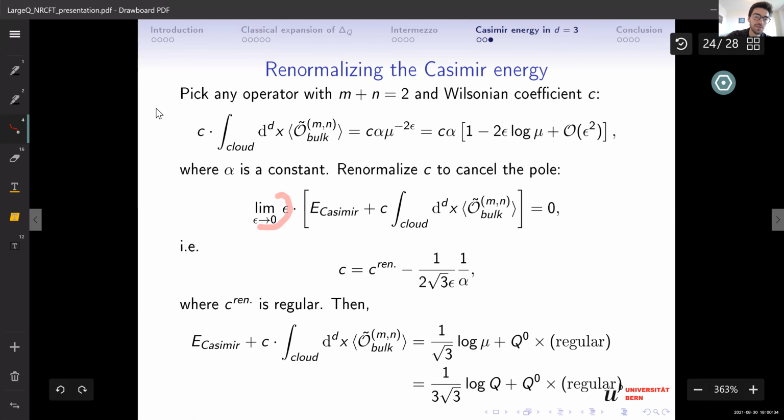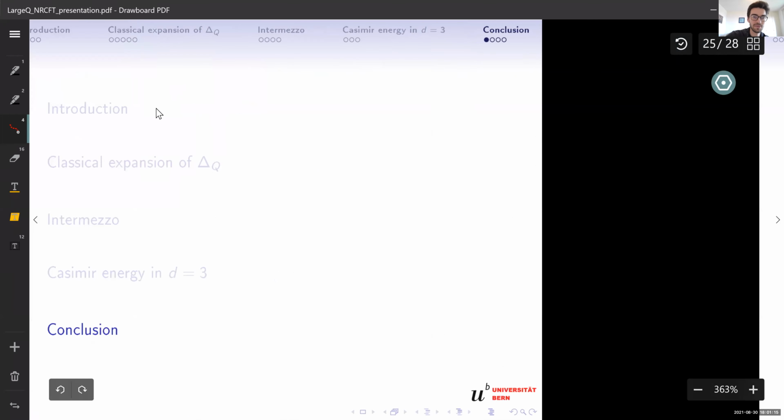I'm extracting the residue, and then I want the residue to cancel out in this expression, which means that the Wilson coefficient that I put in front of my operator has to get renormalized, and it gets renormalized in the following way, right? And so if you do so, then you have to plug this back in this expression here, and you see that this epsilon here multiplied by this 1 over epsilon here cancels out, and you end up with a finite universal log mu or log q term of this form here. So this essentially completes what I wanted to say.